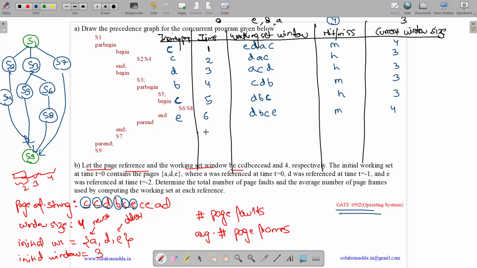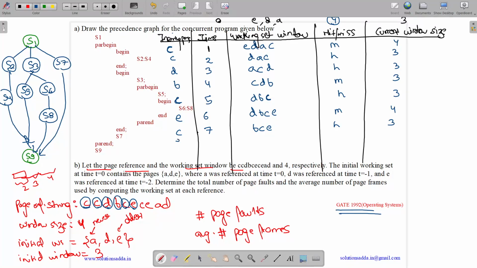Now C comes at time 7. C is a hit. So what happens? We pop out D and C comes at the end. B, C and E. And it was a hit. What is our window size? Window size is 3. Now what comes next?